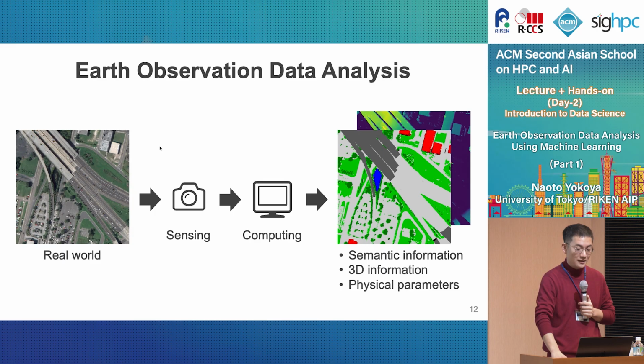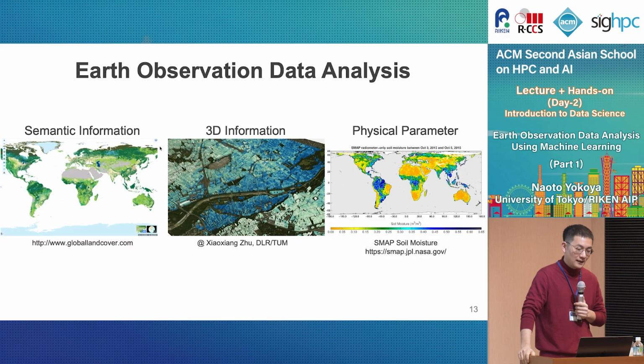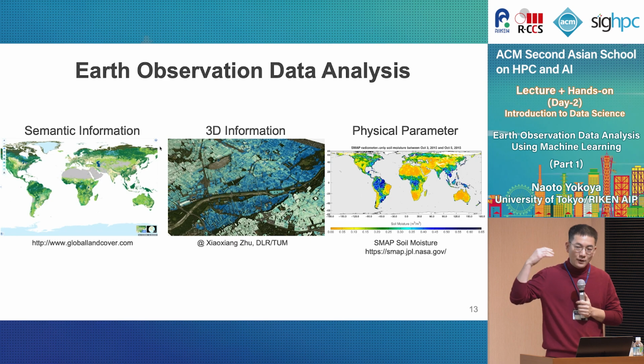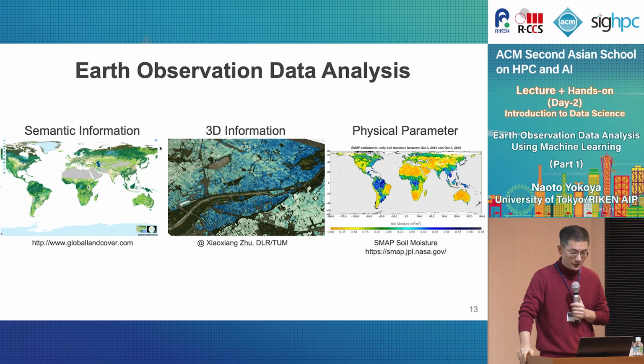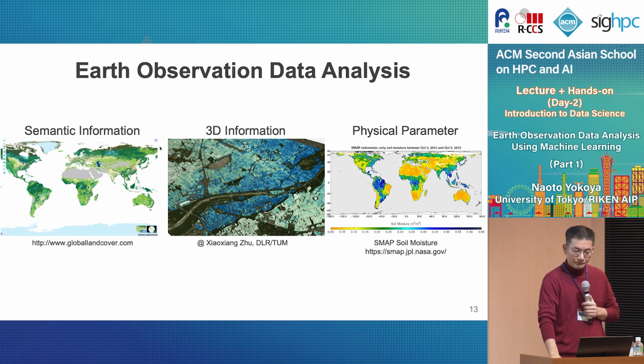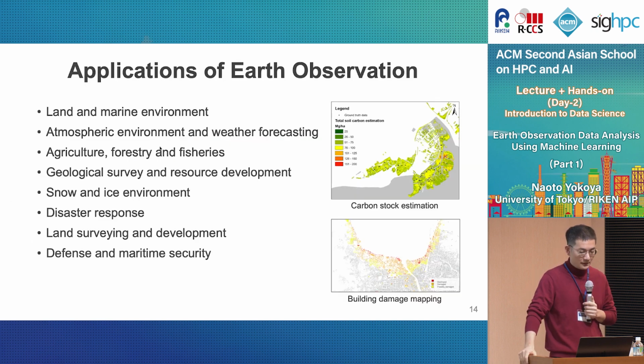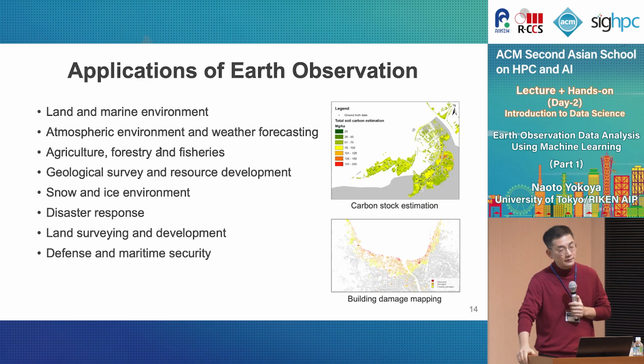So there are so many applications, and usually we want to create a map covering the entire world or some specific region or country. Land cover mapping or some city modeling, or this on the right hand side is an example of soil moisture, and so many applications ranging from agriculture or forestry or disaster response, and so on.